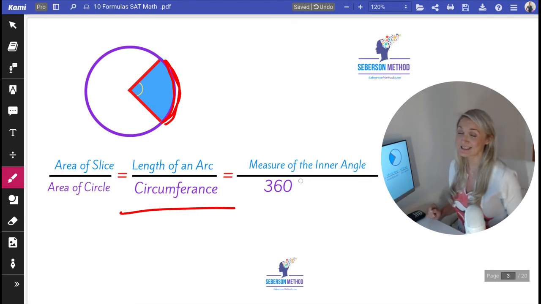Please, please, please heed or listen to this training, and I'm going to show you how to apply this to a simple example on the SAT math.